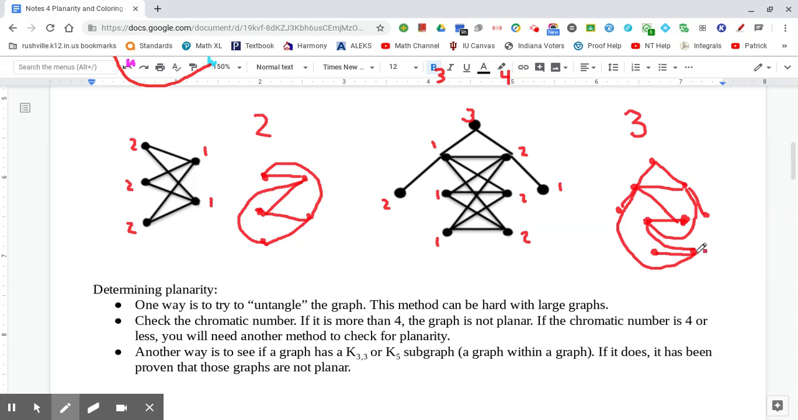All right, and that's really all that we were going to be doing in our class with planarity, is just trying to determine whether we can untangle the graphs, and then also knowing that all planar graphs have a chromatic number of 4 or less.